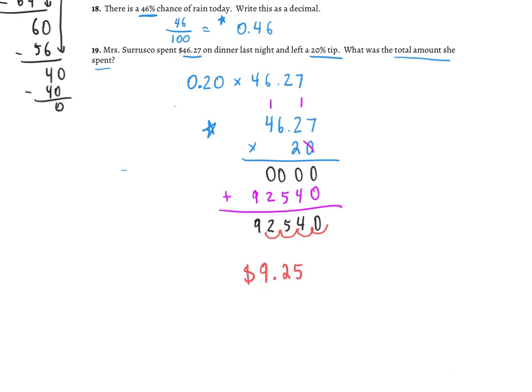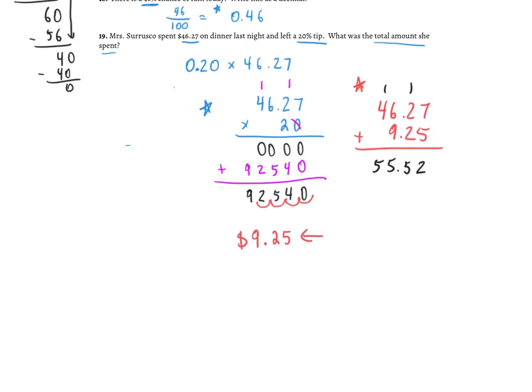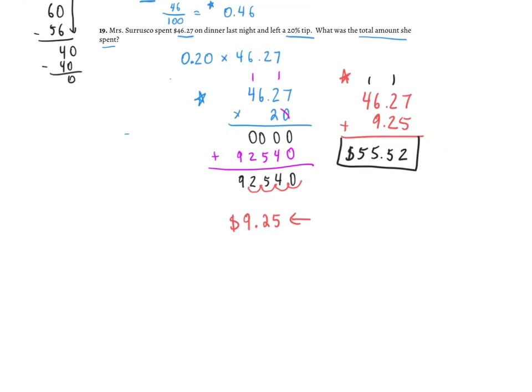$9.25 was my tip. If I need to find the total amount on the bill, I would have to take my dinner and add my tip to it. Tell me, what did you get when you added those up? You should have gotten $55.52 for your total.